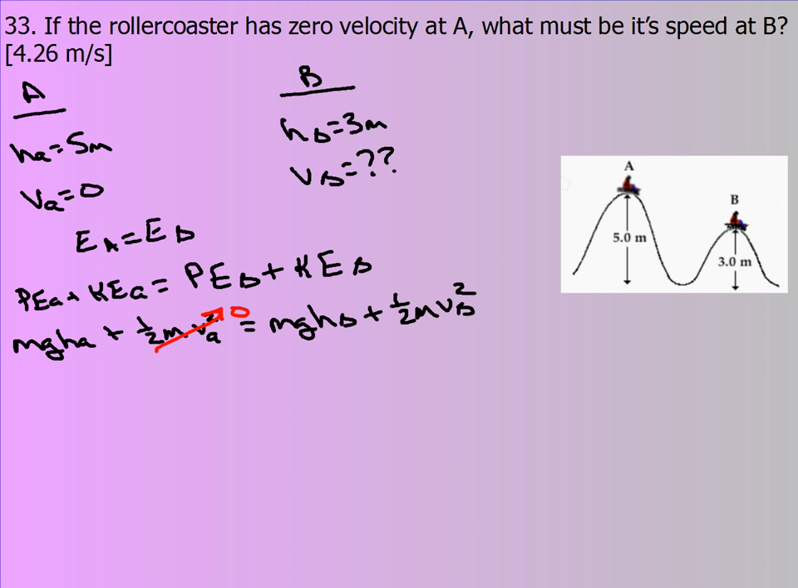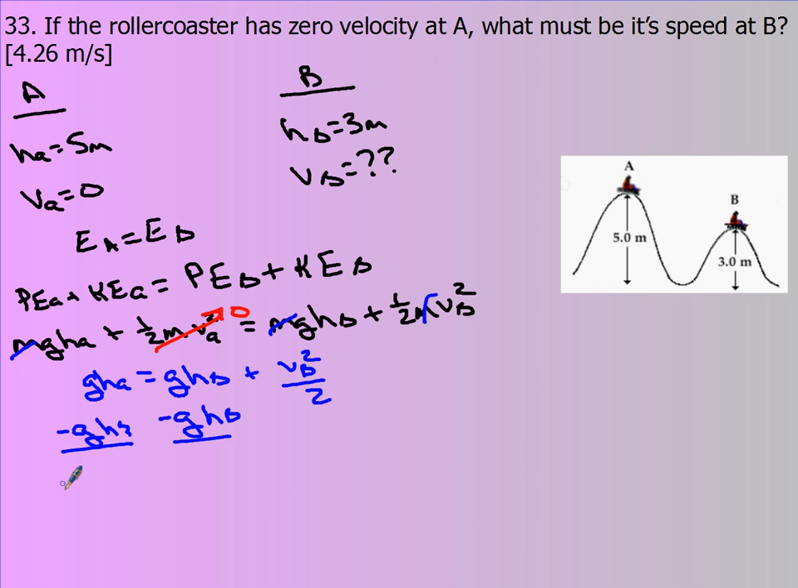Next, come through and see if we can cancel our masses, and lo and behold, yes, we have a mass in every term, so the masses cancel. So I'm looking now for the velocity at B squared. So why don't I rewrite this? g h at A is equal to g h at B plus velocity at B squared over 2. I'm trying to get the velocity at B by itself, so I'm going to subtract g h at B from both sides.